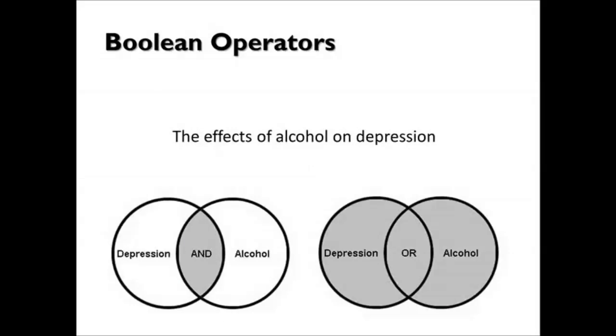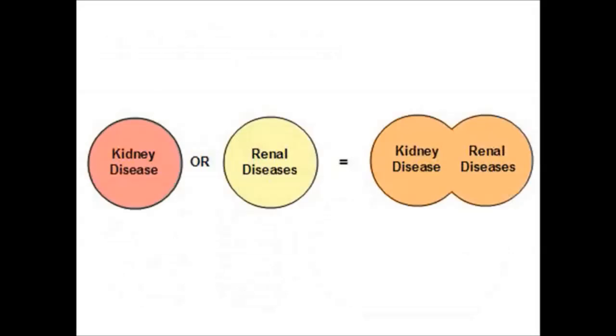So if you were searching for the effects of alcohol on depression, you'd search first for depression and then alcohol, and you would then AND them together. You would not want to OR them together, or you would just get a big set about either idea, but not both ideas together in each citation. Here's another example of how you might OR together two subjects. If you were looking at kidney disease or renal diseases, you would search for them each individually, and then you can see how they're similar and can be blended together into one set.